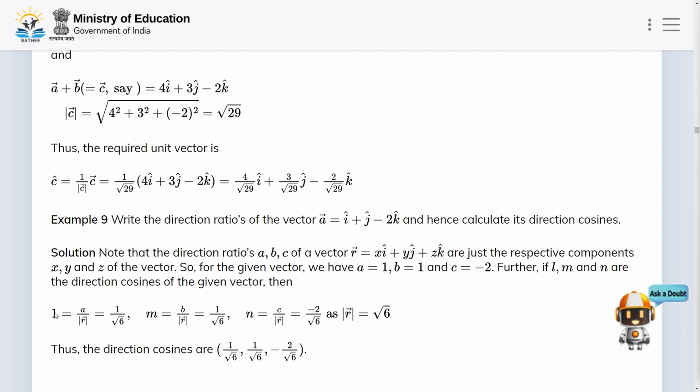So this is your l. Okay, this is your m. m will be b by root 6. b is 1, so 1 by root 6. n will be c by the magnitude of r. This means minus 2 by root 6. Okay, clear? So thus your direction cosines will be 1 by root 6, 1 by root 6, minus 2 by root 6.